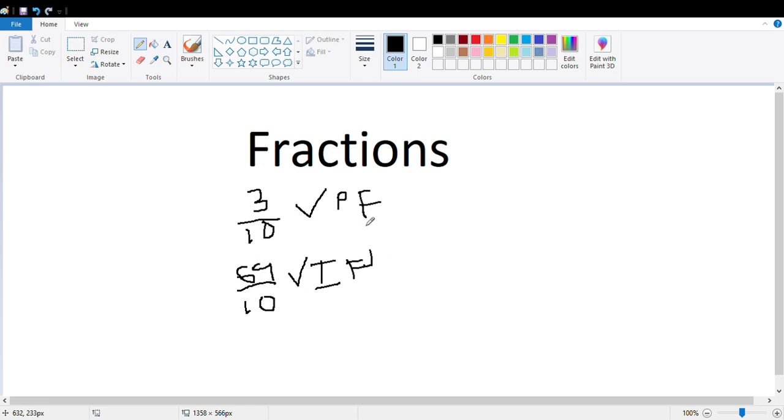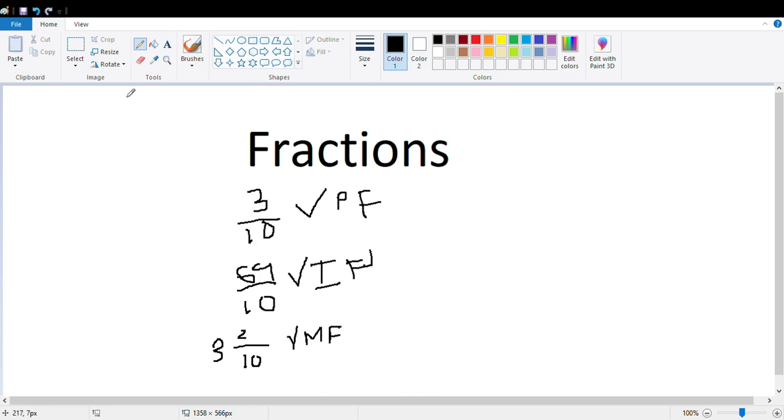So now, these are imperfect fractions. And then there's another type of fraction that is known as a mixed fraction. A mixed fraction consists of a whole number, which can be 3, and then a perfect fraction, like 2 by 10. Okay, let's take it like 3 2 by 10. It'll always be in this type of fashion. Now, this is a perfect mixed fraction.